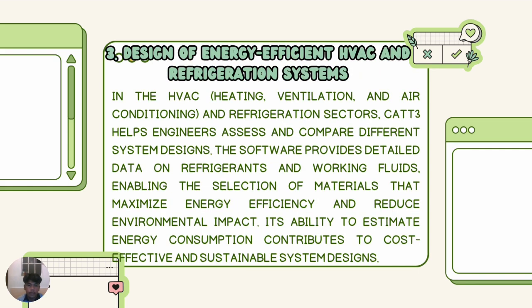Number 3, design of energy efficient HVAC and refrigeration systems. Here, the focus is on how CATT helps design HVAC and refrigeration systems, which are found in buildings, vehicles, and industrial setups. What do engineers use it for? To compare different system designs, select efficient refrigerants, and estimate how much energy systems will use. And why is it important? Choosing the right design and fluids leads to lower electricity bills, higher efficiency, and less environmental impact.